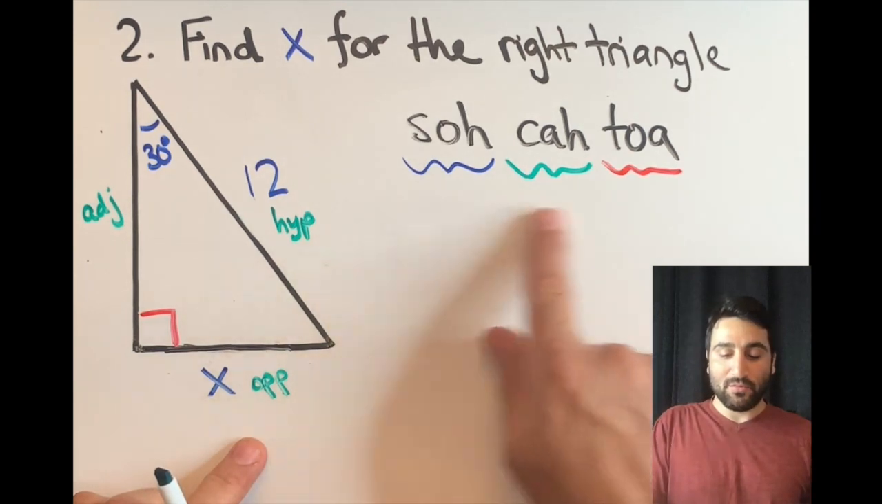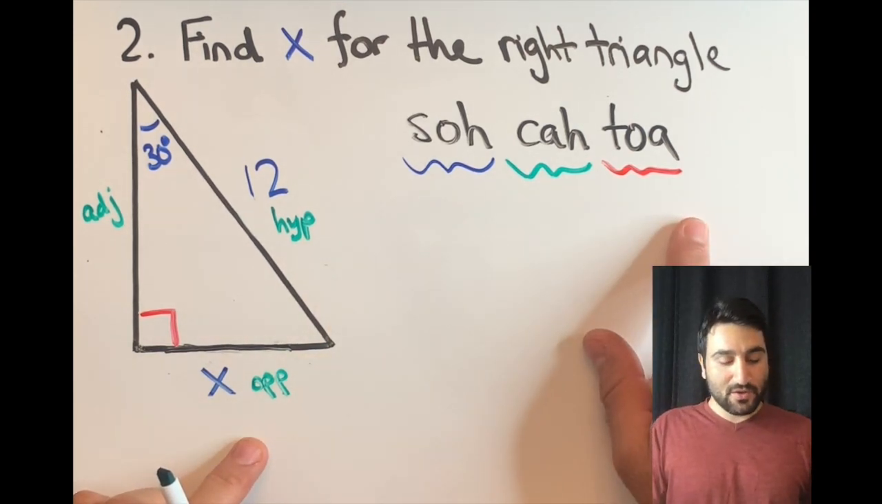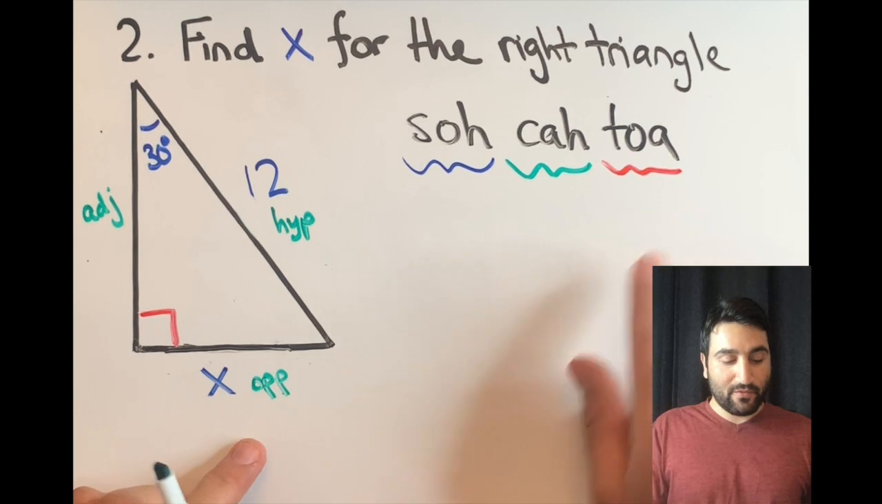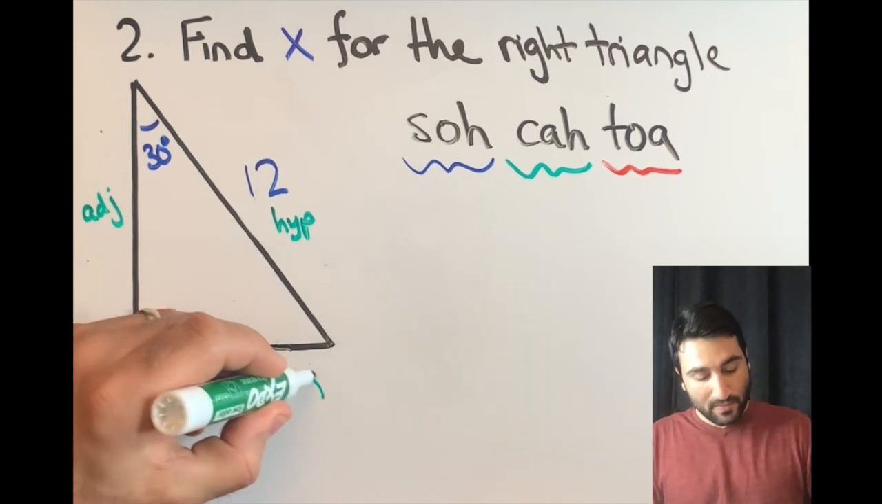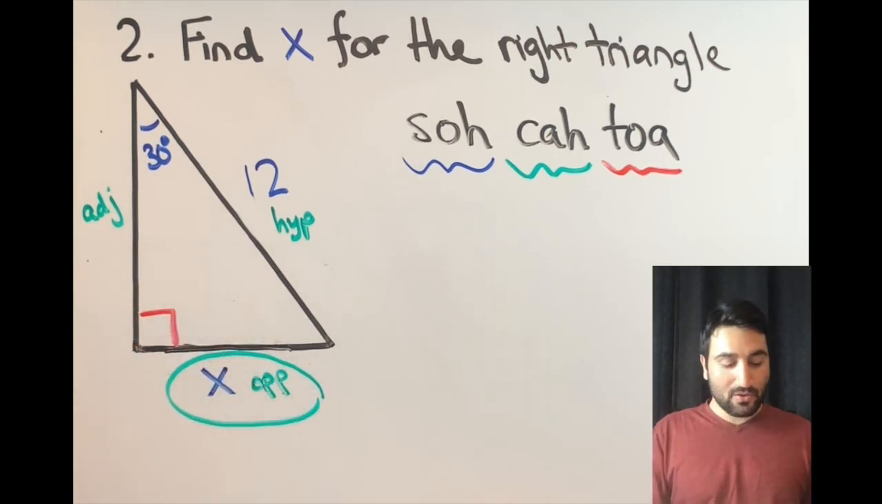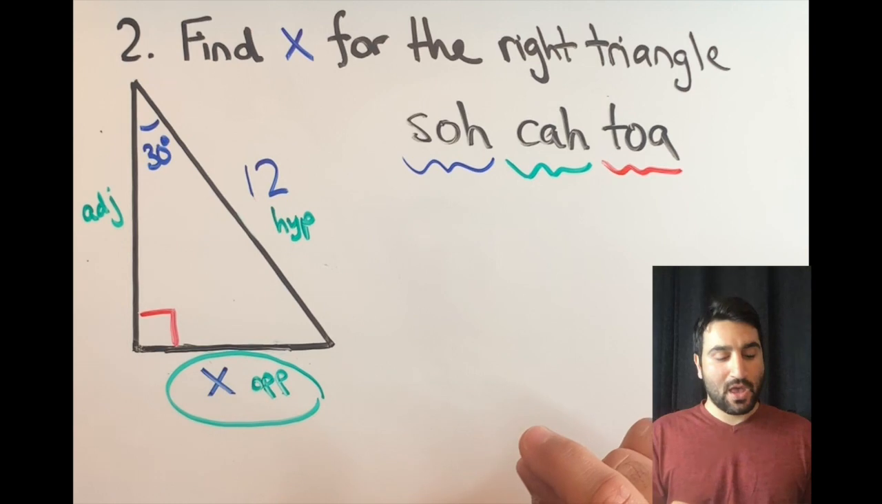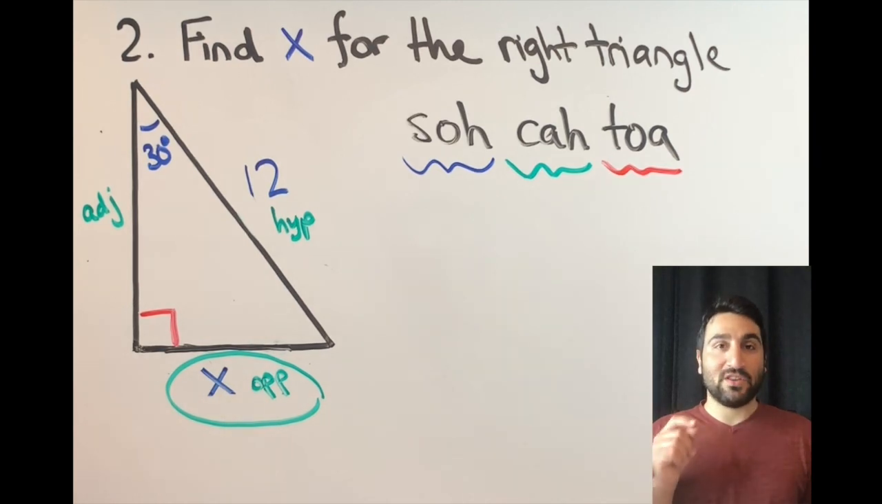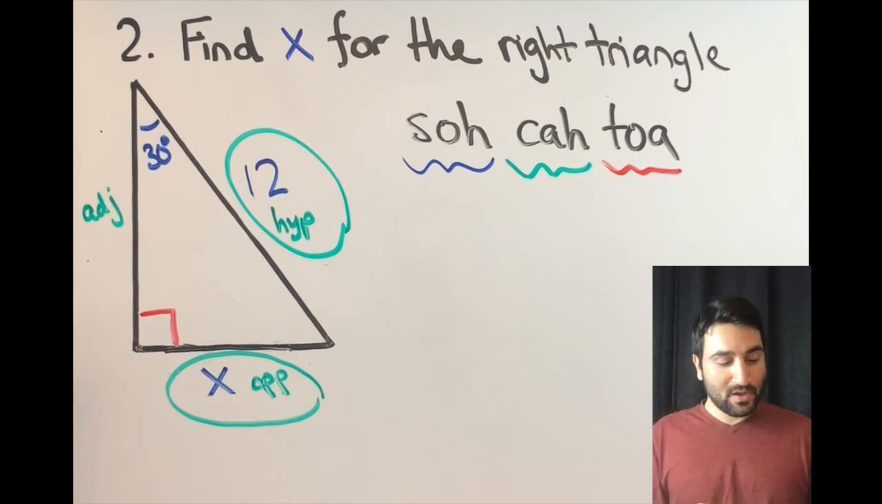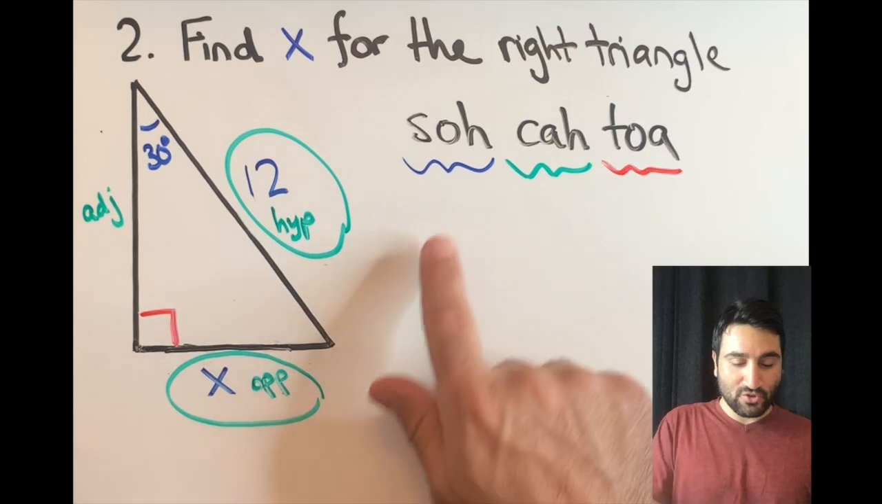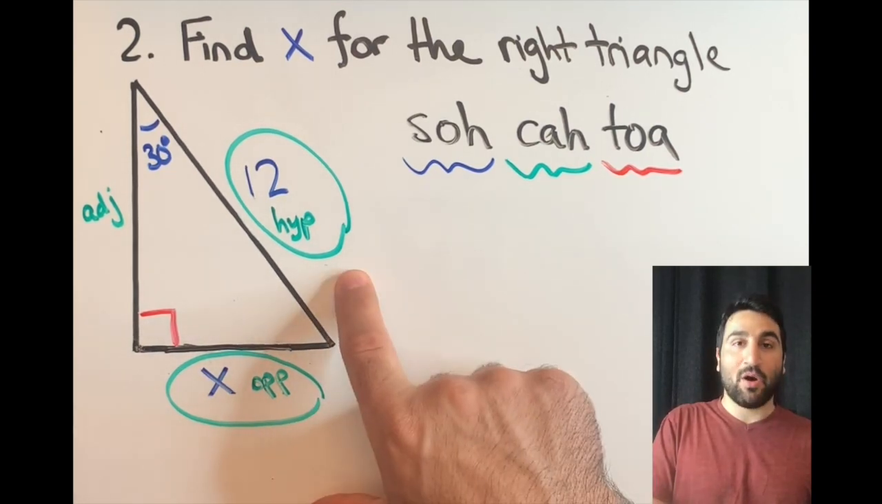So now we have to figure out which two of the three sides we want to choose in order to plug into our equations. For solving an unknown side, we want to choose the side that we don't know, the one that we're solving for, and a side that we do know. See how we're leaving out the adjacent side. So right now we want to choose an equation that has opposite and hypotenuse only.